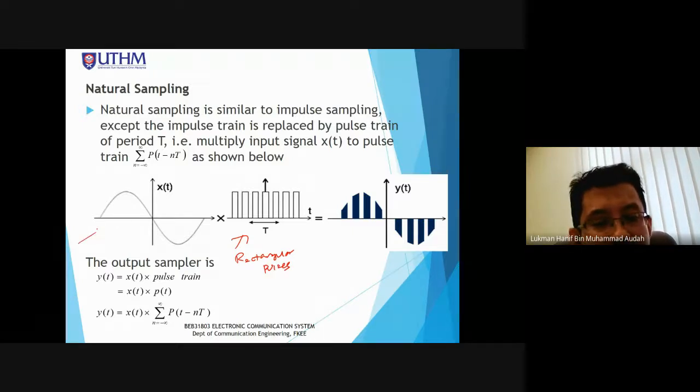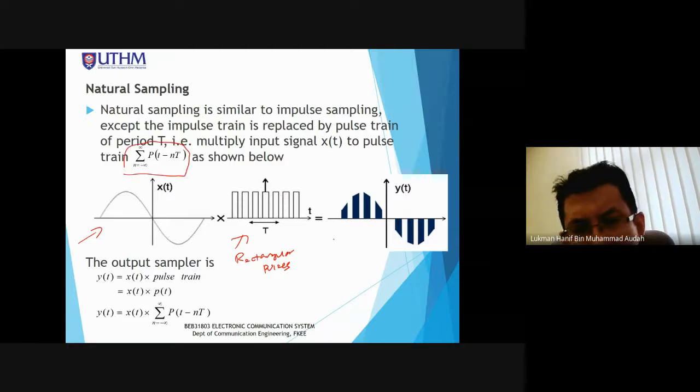So this is the analog input. We multiply with the rectangular pulses. Okay. So rectangular pulses ini dia punya function dia. So what happens is that it will produce a PAM signal at the output. So what's the difference? The difference is like this.